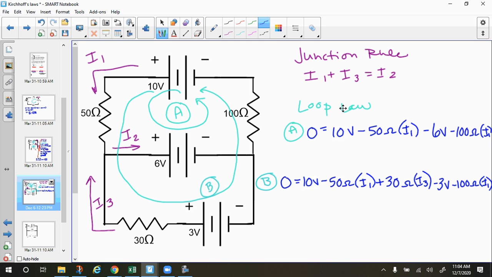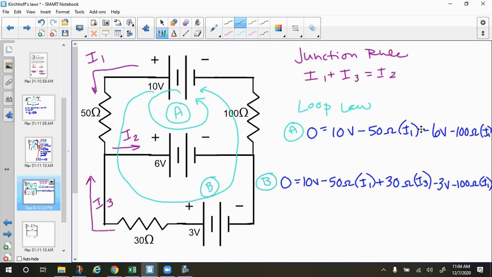Okay, so here we have 3 variables. Not going to use that one to solve. Here we only have 1. I1's the only one we have, so let's start there. And then here we have I1 and I3. So we'll use this to solve for I1, plug it down here to solve for I3, and then plug it up here to solve for I2.